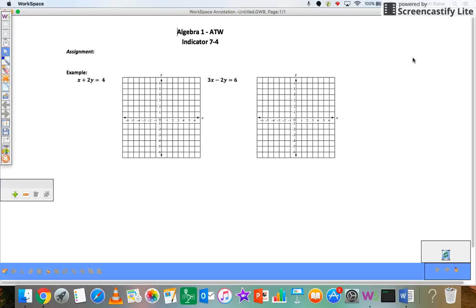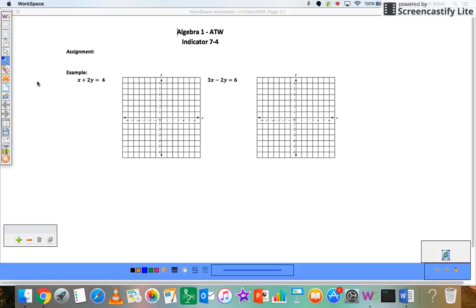All right, today we are going to wrap up indicator 7 by looking at the last section, indicator 7.4. Okay, now you can see here that we have two different graphs that we're looking at. We've got x plus 2y equals 4, and then 3x minus 2y is equal to 6. I'm going to look at both of the methods that we've talked about on how to graph something like this, while still identifying the slope, the y-intercept, and the x-intercept.